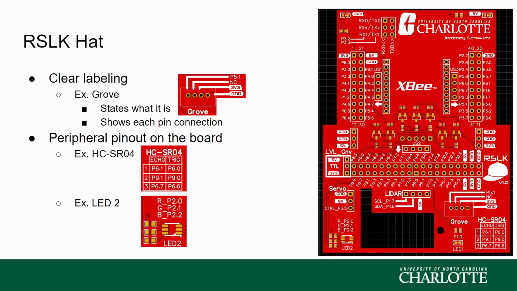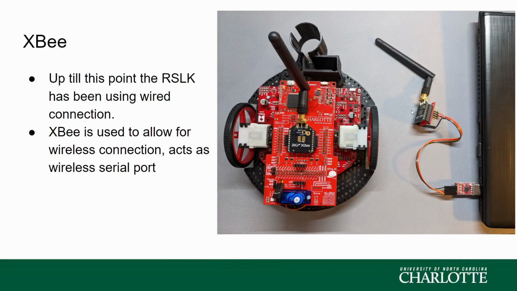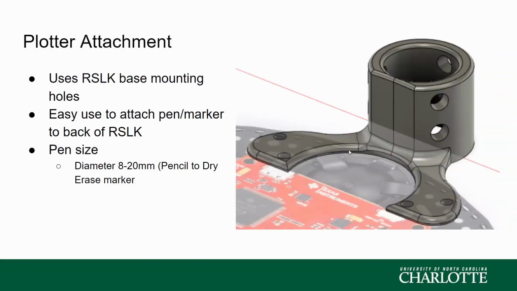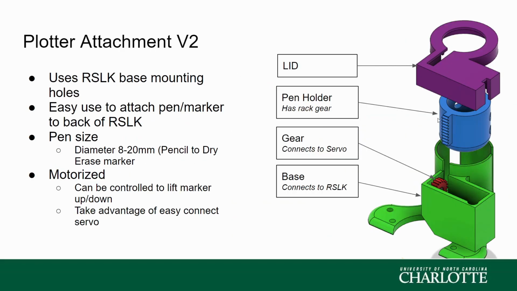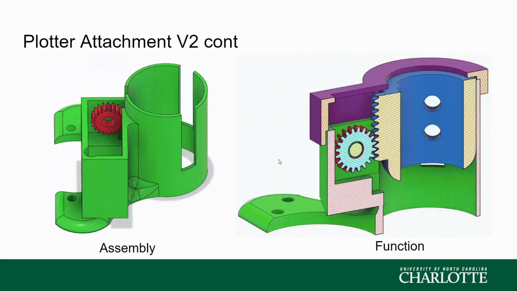This is what the board looks like unpopulated. This is populated. We have the ability to hook up LiDAR, other servos, all kinds of stuff. This is the connection between the XBee and the computer. This was the first pen plotter. This is the one that's currently on there. And this is a demo of kind of what is going on there.